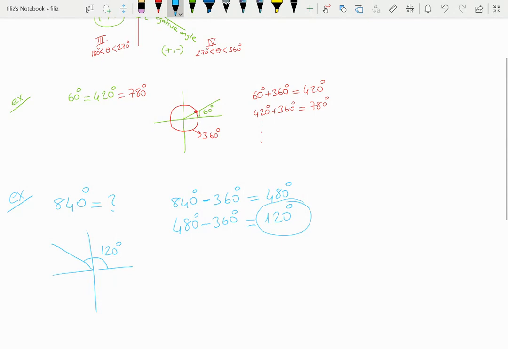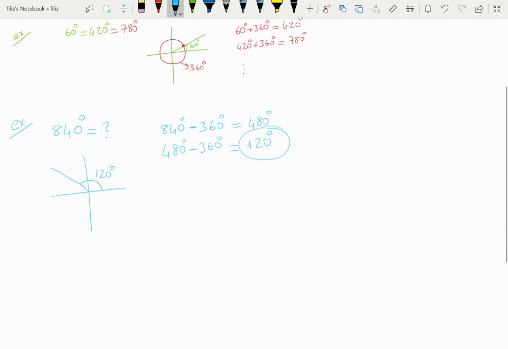Why are we doing this? Because 840 degrees is too big to show on the coordinate plane. I cannot imagine where it is. But if I simplify it and make it a smaller angle, I can understand it and show it on the coordinate plane. Like we know where 120 degrees is on the coordinate plane.